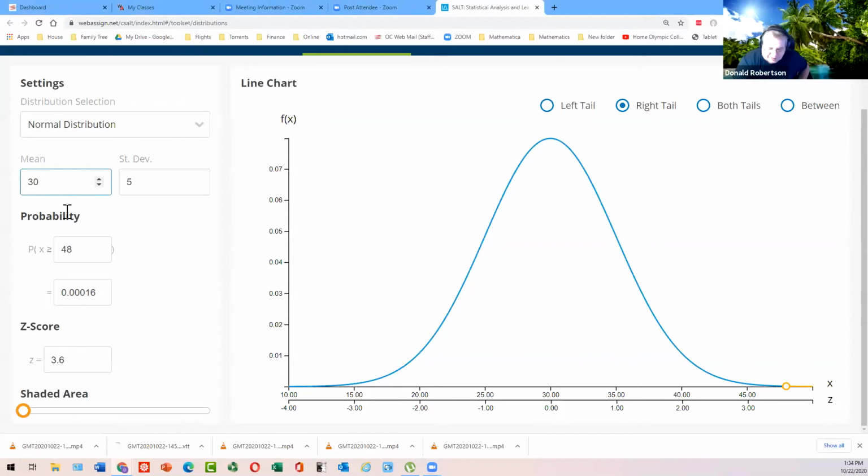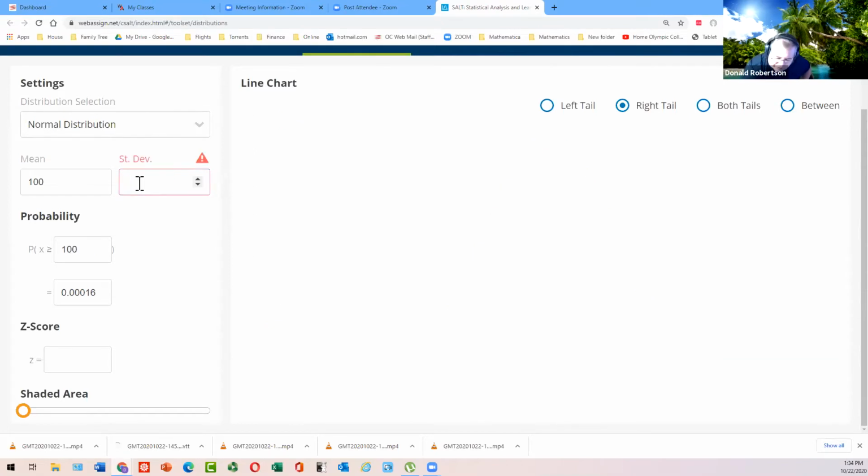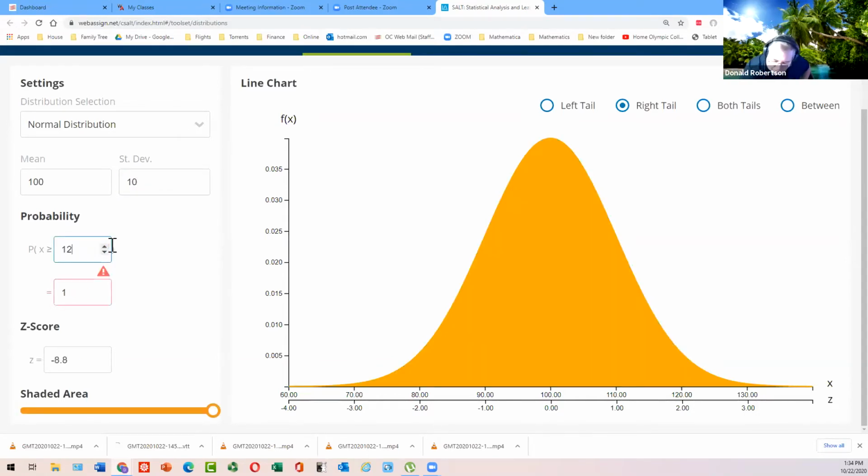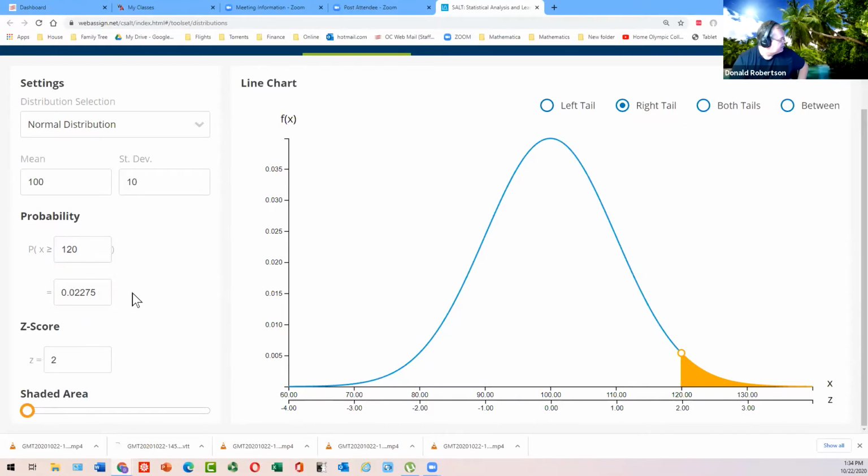Now, the mean of IQs is 100, so I'll change that to 100. The standard deviation is 10. And my first question was somebody who gets an IQ greater than 120. The chances of that happening to 3 decimal places are 0.0227, which rounds up to 0.023. So about 2.3%. So if you ever get your IQ tested and it's bigger than 120, that'll put you in the top 2% of IQs.